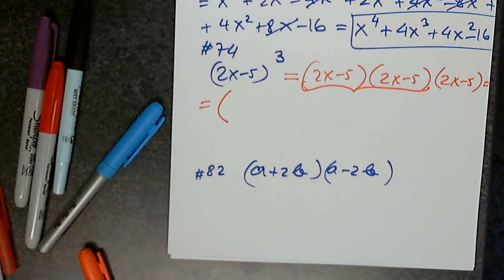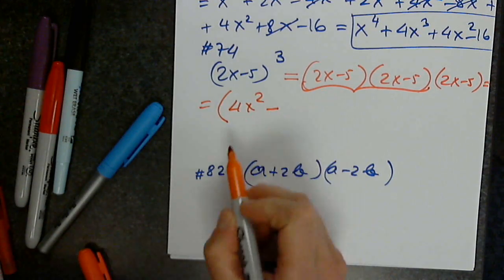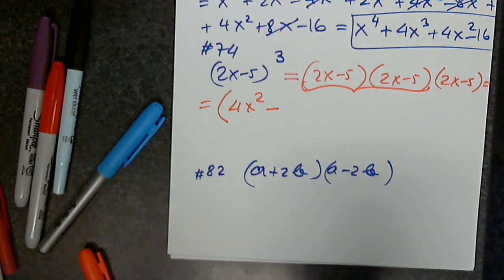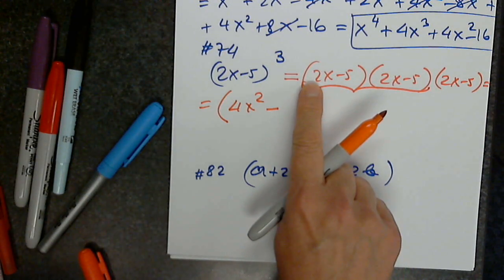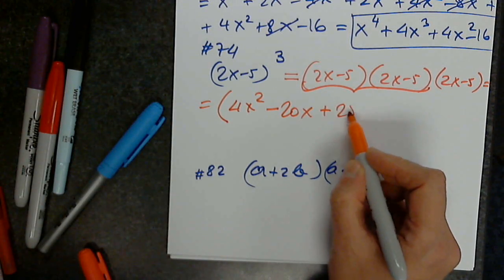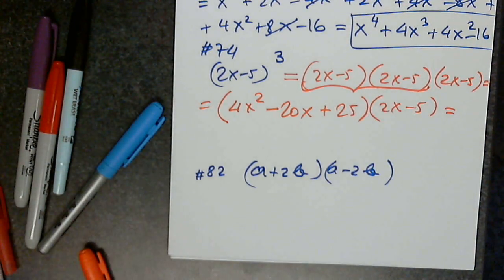Tell me the 2x minus 5, everything squared, what does it equal to? First term squared. Minus 2 times the first times the second. 2 times 2 is 4. Very good. Plus, and now go ahead and distribute so we can get the final answer.